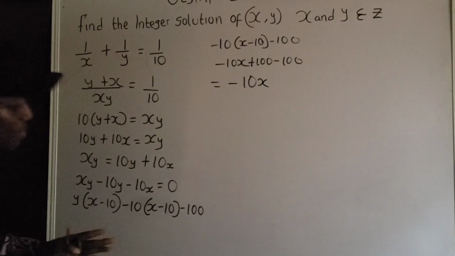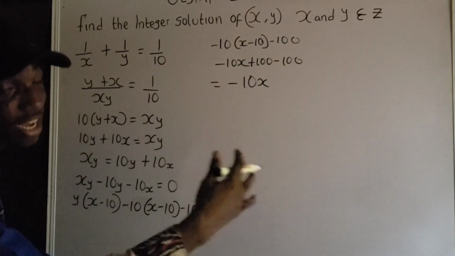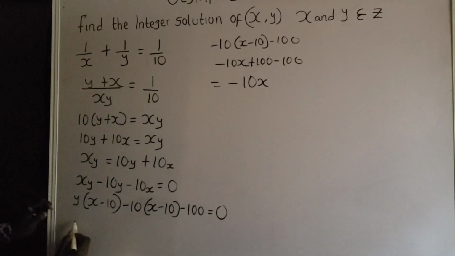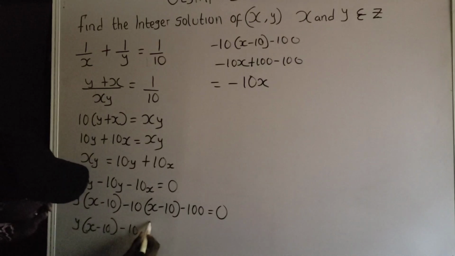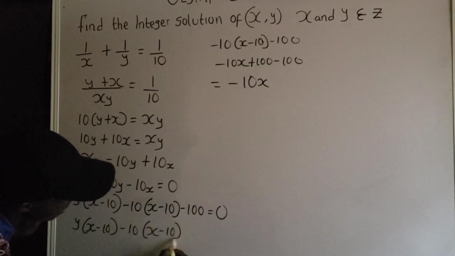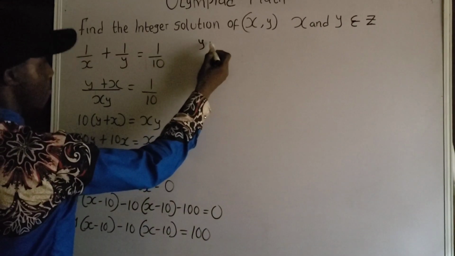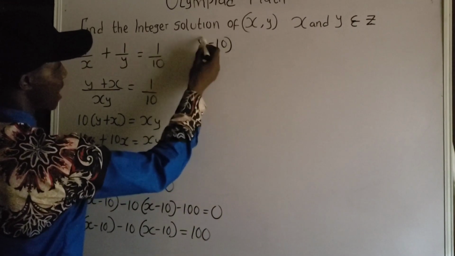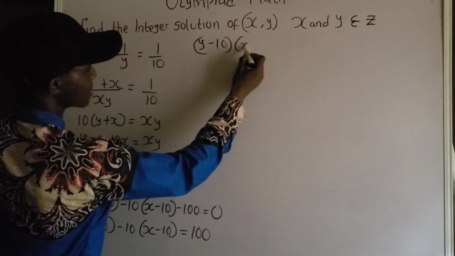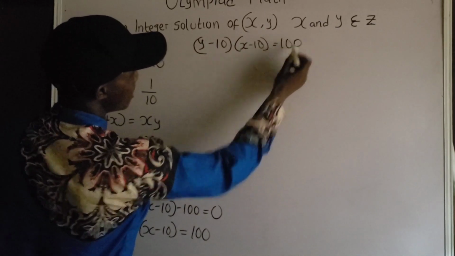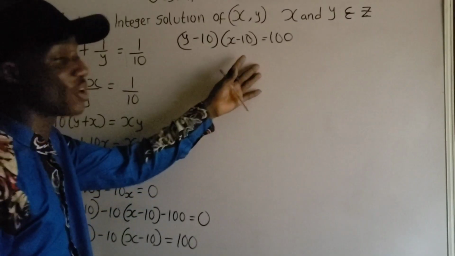Okay, now the next step is to move this 100 to the right hand side of this equation. Don't forget that this is equal to 0. So I'm going to have y minus 10 into bracket x minus 10 is equal to 100. Okay? y minus 10 into bracket x minus 10 is equal to 100. Okay, now we have gotten to this point.